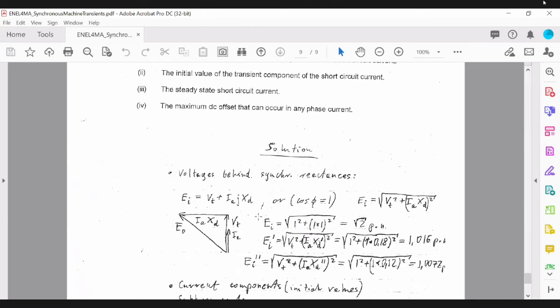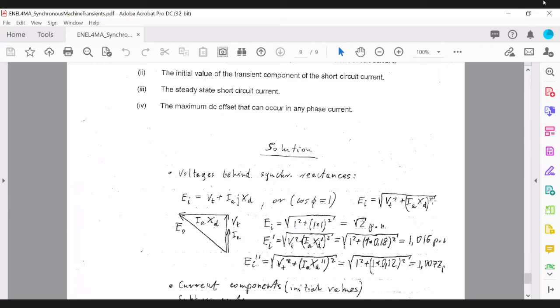So when your machine is operating at basically the steady state value, right? So EI is given by VT plus IA times JXT, right? So that is the vector form, and for the magnitude of this voltage, you're going to take the square root of VT squared plus IA times XT squared.